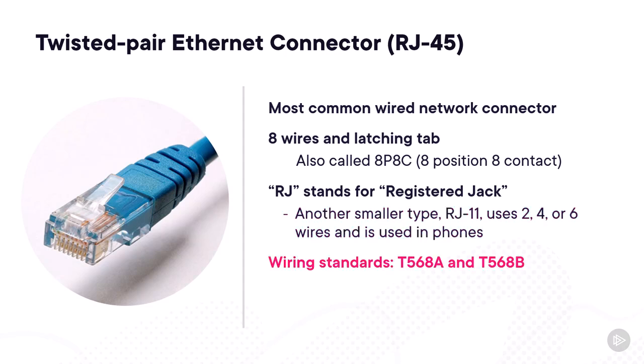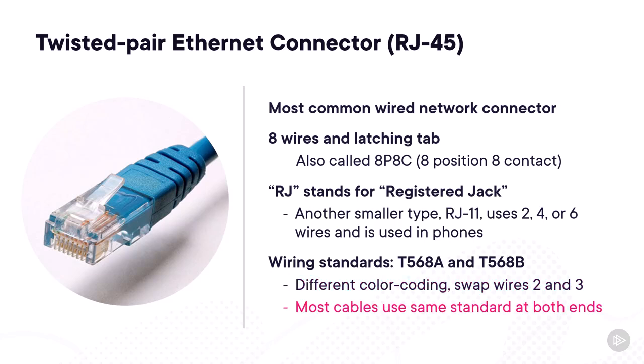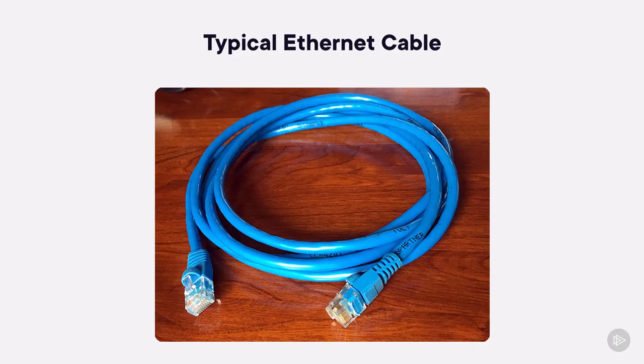As for the relevant wiring standards, there are 2, differing in how the wires are color-coded and in the relative position of wires 2 and 3. Probably 95% of the cables in use today use the same standard on both ends, whether it's the A standard or the B standard. Now here's a picture of a garden variety Ethernet cable. They come in all colors and lengths, and the cable specifications are often printed on the cable jacket.